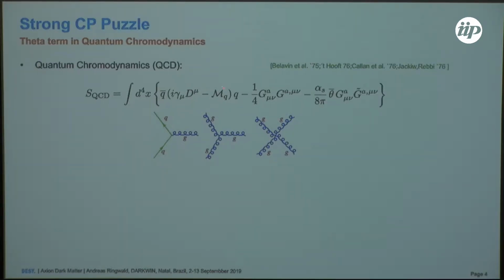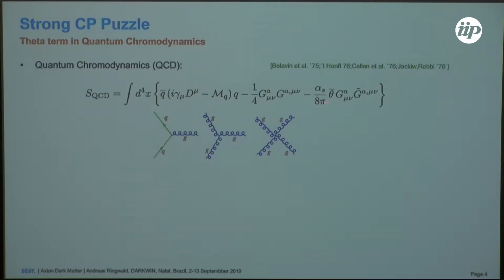These gentlemen, Belavin et al., 't Hooft, Callan, Dashen, Gross, Jackiw, and Rebbi, pointed out that there is another term possible and necessary in QCD. Like the other two terms, this has dimension four. It is a contraction of the gauge field strength in QCD with its dual, which is essentially a gauge field strength contracted with a four-dimensional epsilon tensor. They pointed out, first of all, that this term is possible, but it's also necessary to include.